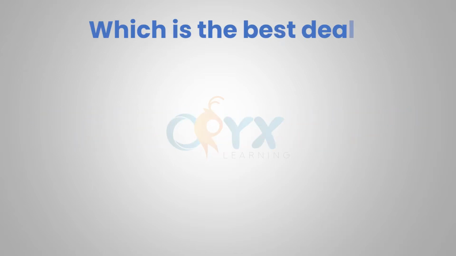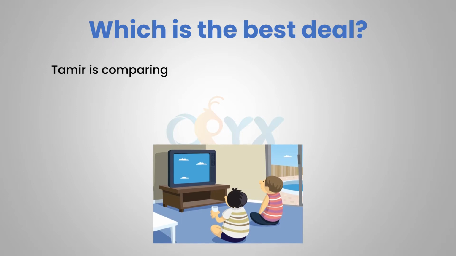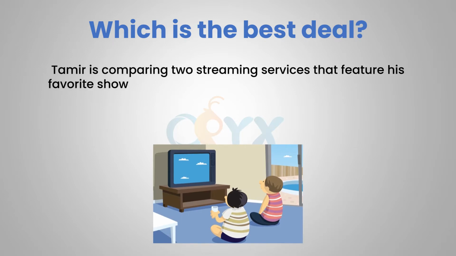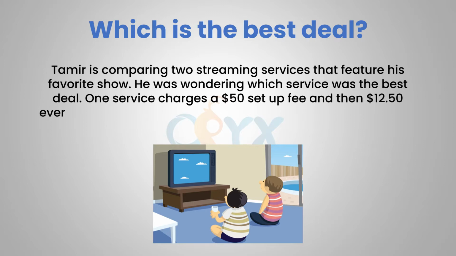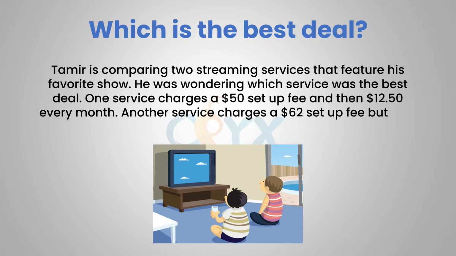Which is the best deal? Tamir is comparing two streaming services that feature his favorite show. He was wondering which service was the best deal. One service charges a $50 setup fee and then $12.50 every month. Another service charges $62 for a setup fee, but only $10.50 every month.